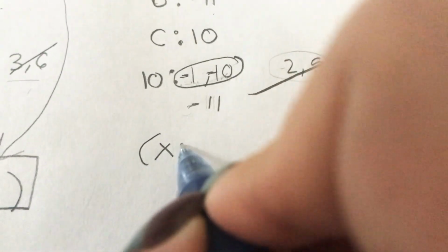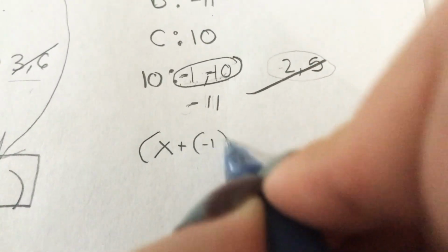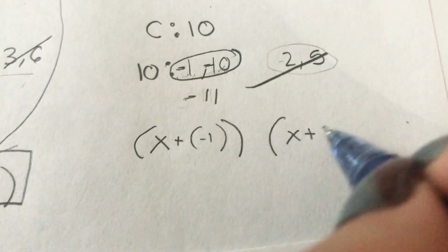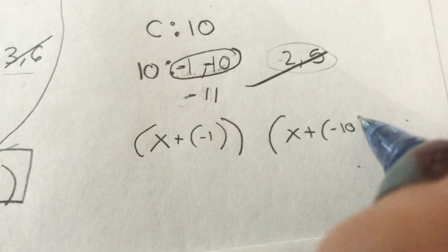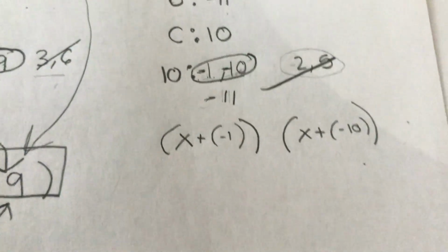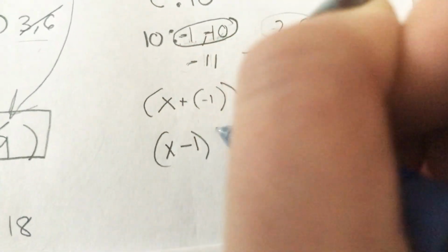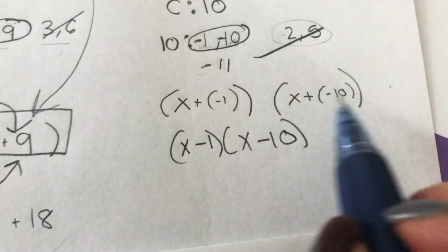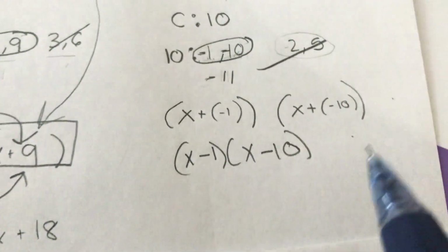I have x plus negative 1, and I have x plus negative 10. As we've already learned, when we have plus and negative, it's the same thing as just writing minus. So this is the same thing here. It's just x minus 1 and x minus 10. I prefer to write it like this instead of having all of these different signs.